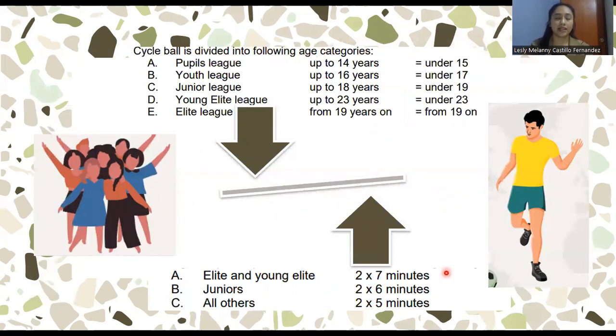So the game time depends on the category. For example, in letter A we have the elite category and the young elite category. For them the game lasts 2 times 7 minutes. So in total there will be 14 minutes of game, and the same for the juniors and all the other categories.